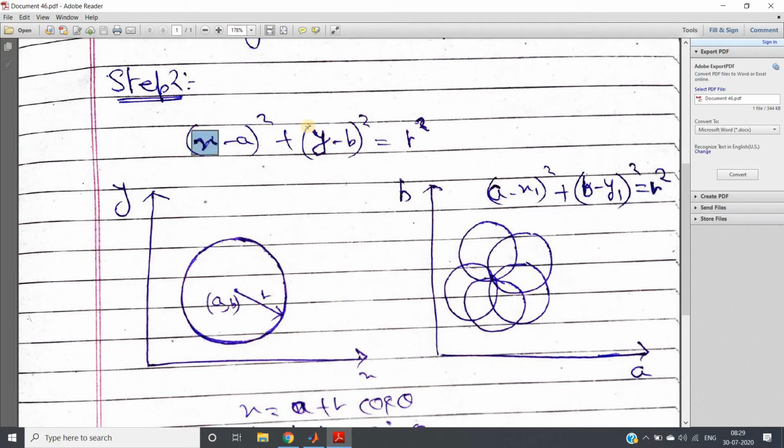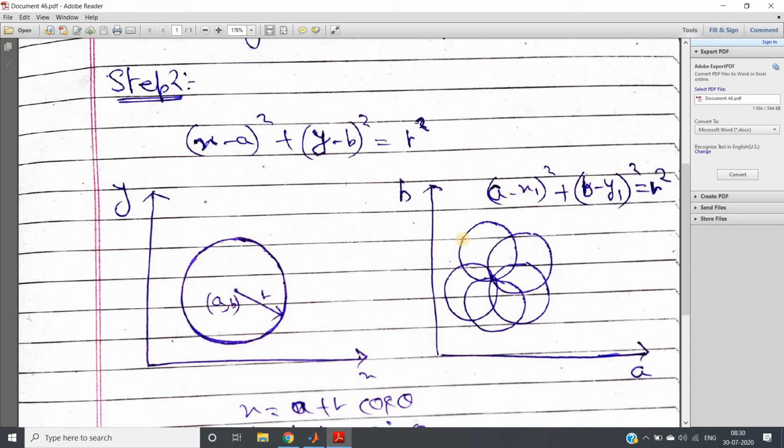Suppose we are putting the constant value x1 y1, one particular point present on the perimeter of the circle. Now if you put x1 y1, you will get (a minus x1) whole square plus (b minus y1) whole square equals r square. It does not matter whether you write (x1 minus a) whole square plus (y1 minus b) whole square, or (a minus x1) whole square plus (b minus y1) whole square, because of the square term it is going to be positive anyway.